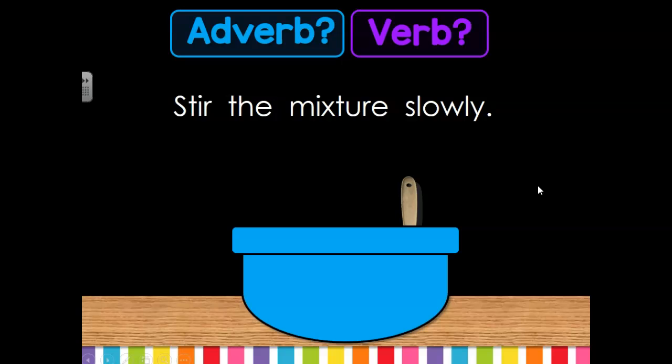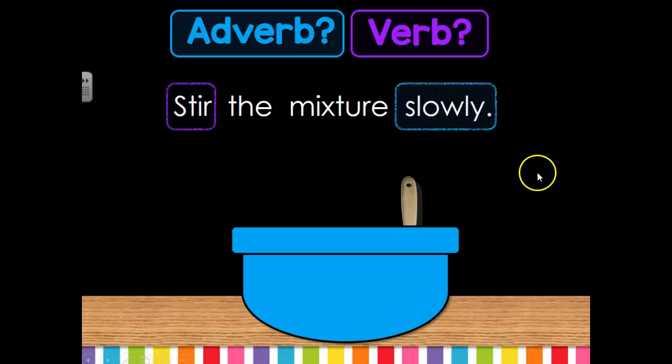Stir the mixture slowly. What's your action word or verb? Stir. How, when, or where do we stir? Slowly tells how we stir. So slowly is your adverb. It modifies your verb stir.